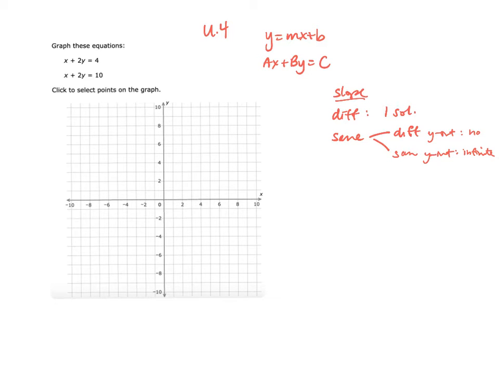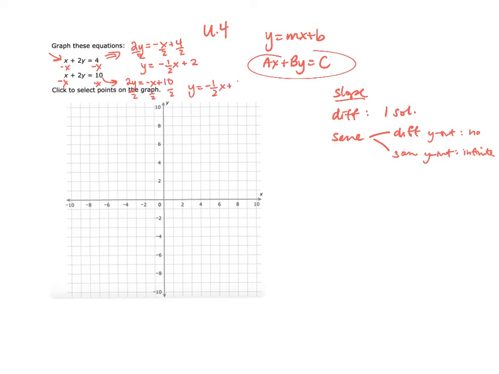And that would be if, when it's in standard form, you just solve for y, then you'll know the slope. Right, so if you subtract x from both sides, this becomes 2y equals negative x plus 4, and then divide everything by 2. This is y equals negative 1/2 x plus 2. And then if you did it over here, you would subtract x as well, and you would get 2y equals negative x plus 10, and you divide everything by 2. You would get y equals negative 1/2 x plus 5.